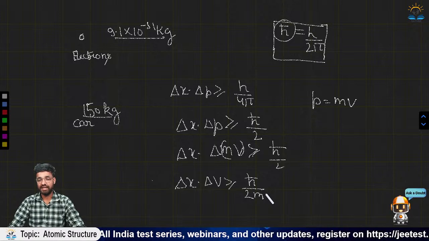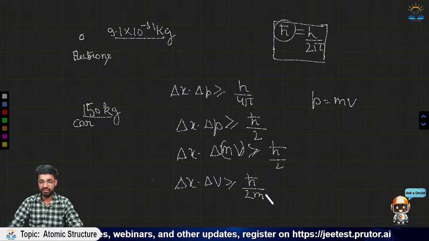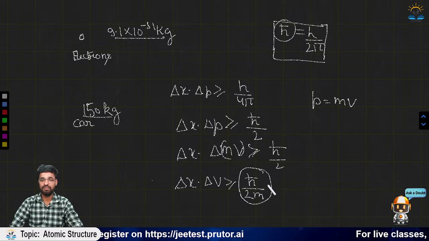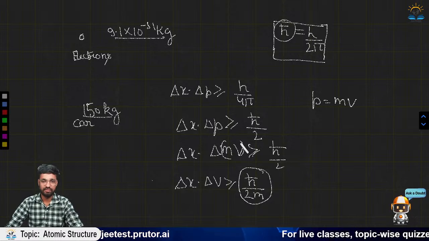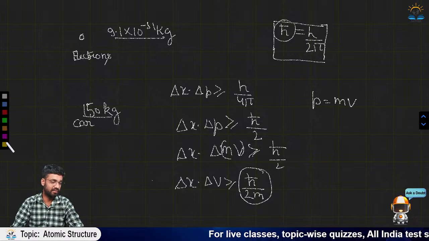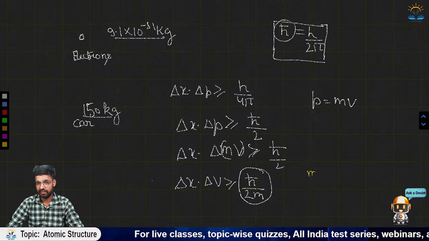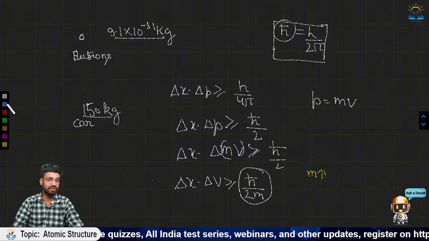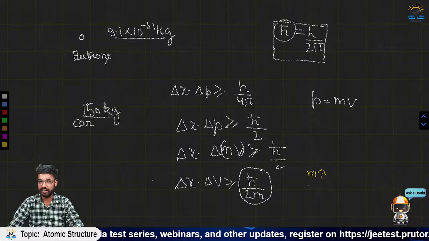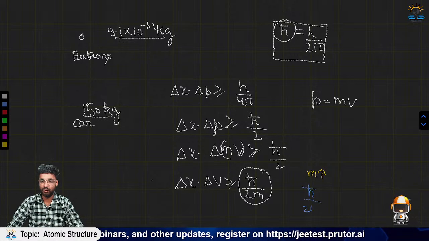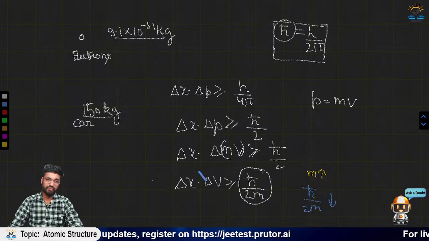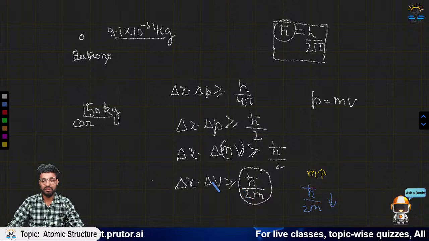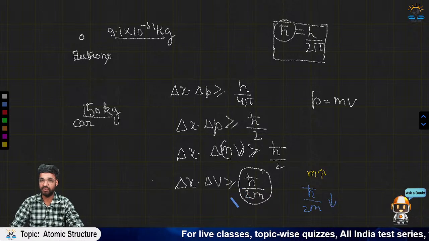So you can see here that as this mass is increasing, this whole quantity will decrease. Let me represent it with a different pen color. Suppose we are increasing the mass, then since this mass is in the denominator, this whole quantity h cut by 2m will decrease. That means the product of both of these uncertainties will also decrease, as it is in inequality with this quantity.